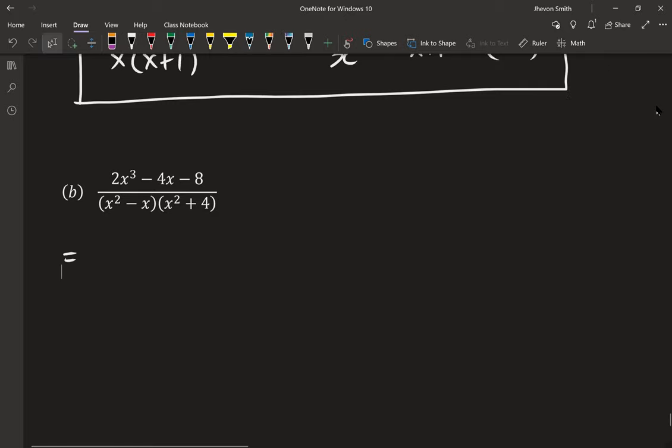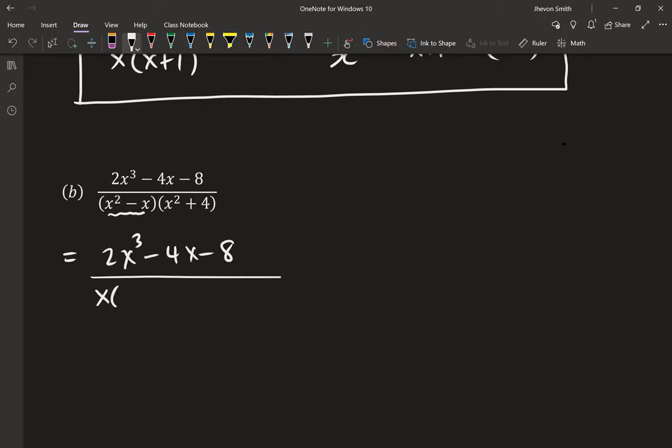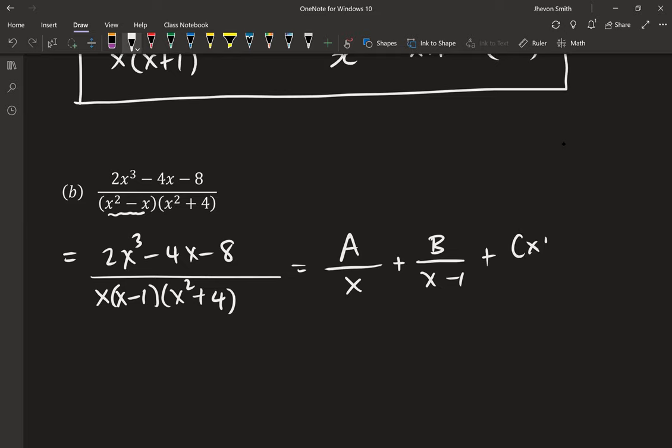No, you don't multiply the denominator. You factor the denominator. Multiplying out is literally the opposite, right? So you don't want to multiply out the denominator. You want to factor the denominator. Notice that this here is not fully factored. So the first thing you're going to want to do is factor that denominator. Then you're going to break that up into the pieces. So it's going to be A over x, plus B over x minus 1, plus Cx plus D over x squared plus 4.